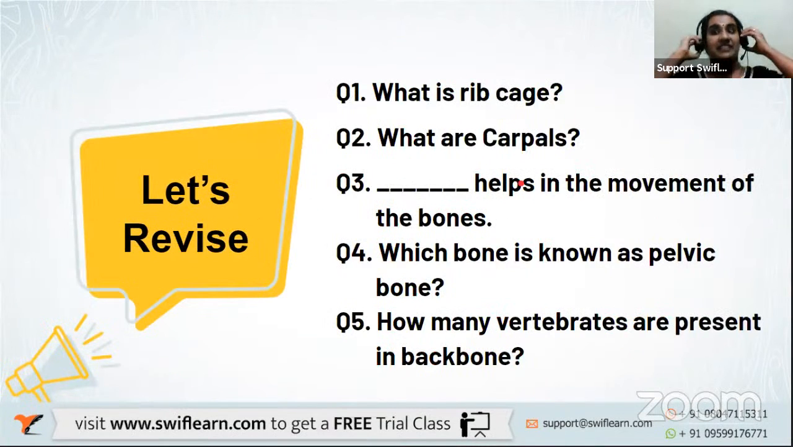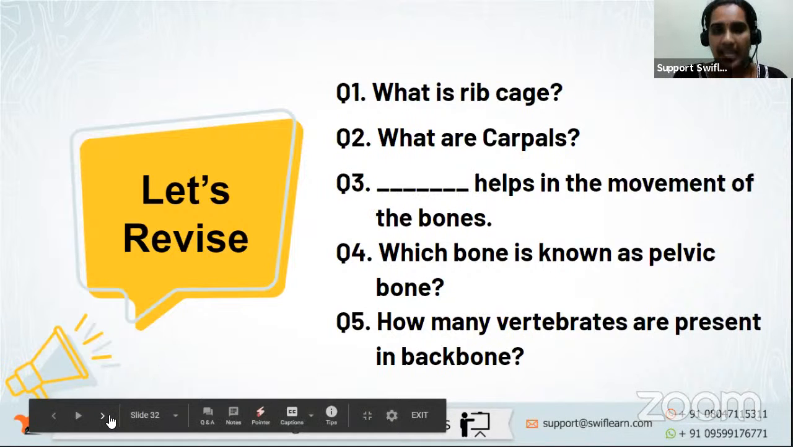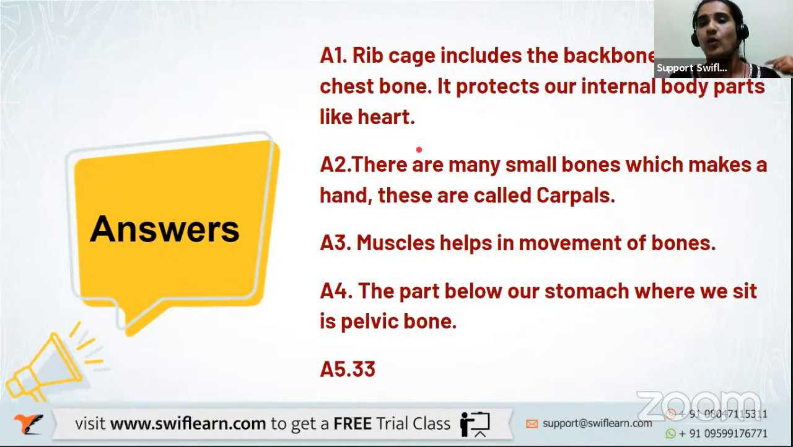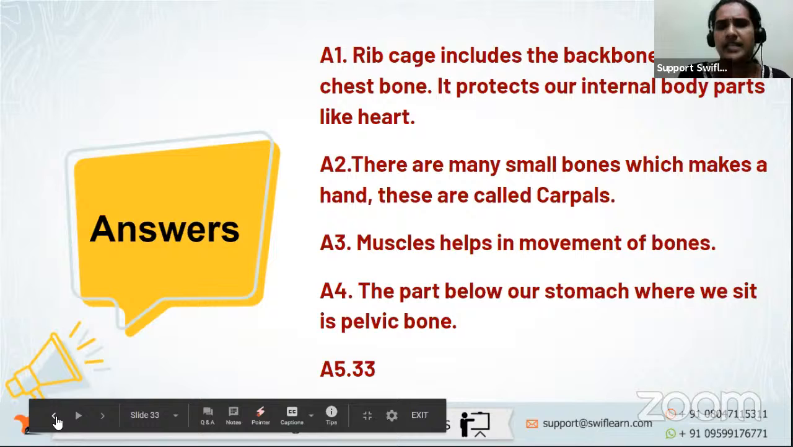Now, let's revise. What is a rib cage? Do you remember what altogether makes a rib cage? Yes, the rib cage includes the backbone and the chest bones. In the front, how many bones are there? 12 pairs of chest bones. The chest bones and the backbone form the rib cage. It protects our internal organs like the heart and lungs. Understood? So that is the rib cage.